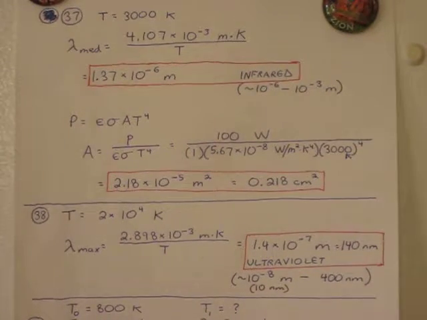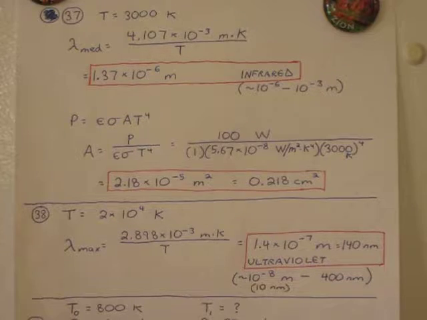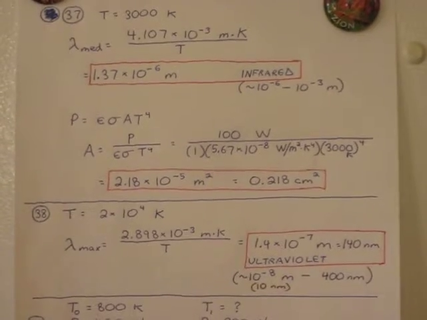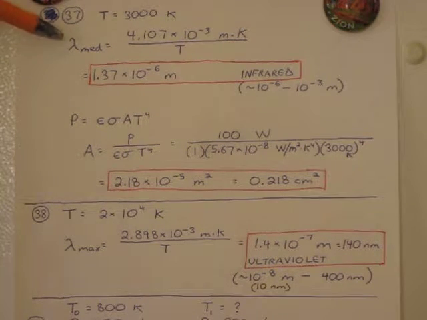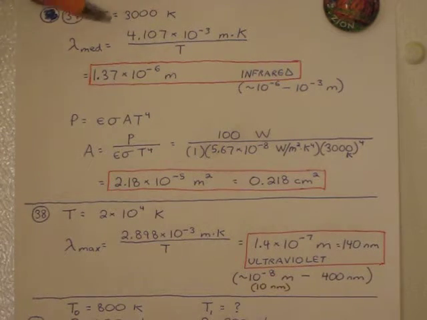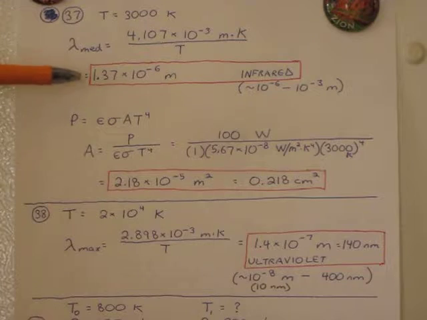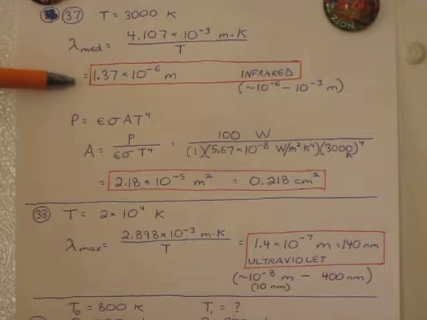Number 37. Tungsten light bulb, 3000 Kelvin. What is the median wavelength it emits? And if it's 100 watts, what is the filament surface area? All right, the equation for median wavelength is 4.107 times 10 to the negative 3 meters kelvins over the temperature. We plug that in, we get 1.37 times 10 to the negative 6 meters.